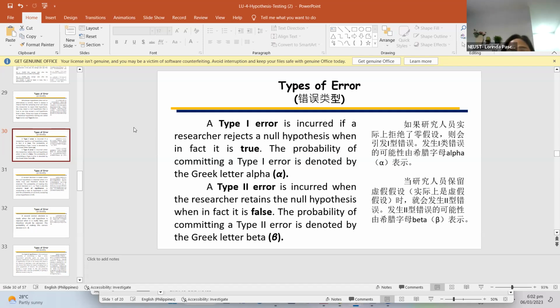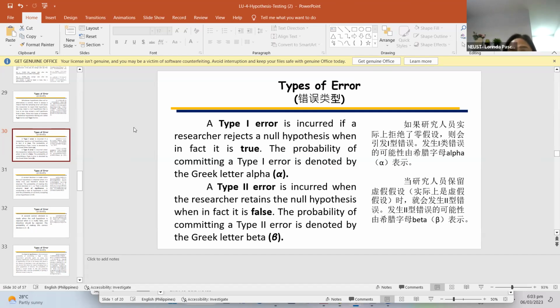And a type 2 error, ito naman ay nako-commit mo when the researcher ay na-retain niya yung null hypothesis. So there is no, when in fact, there is naman pala. So what type of error is that? So the probability of committing a type 2 error is denoted by the Greek letter beta. So alpha is for type 1 error.